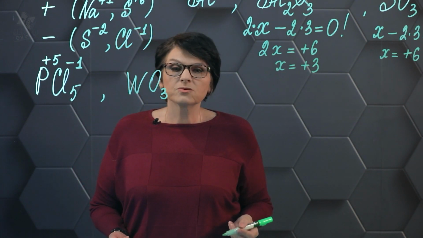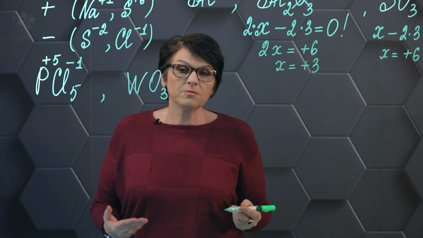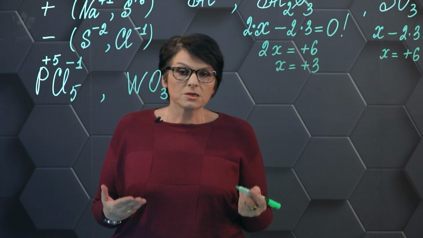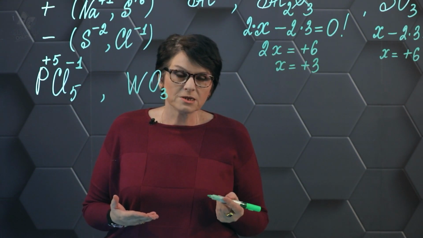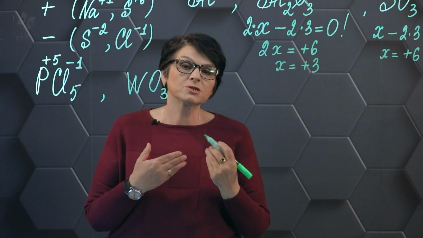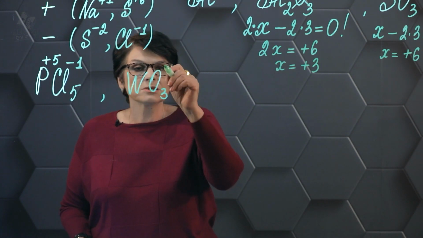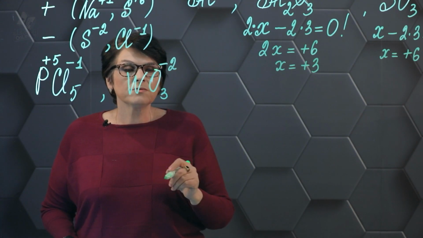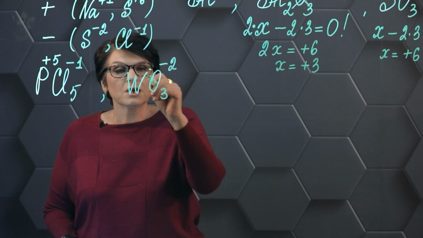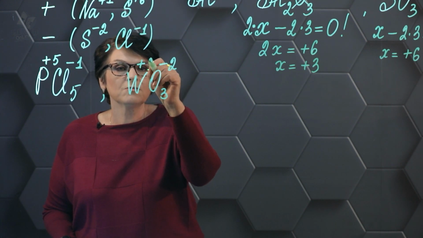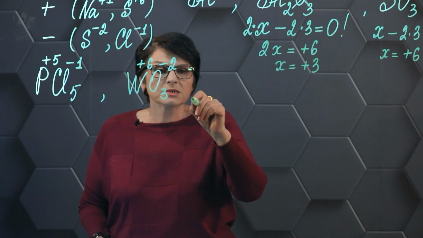The fact that in the formulas there may be elements that are not very familiar to you should not frighten you in any way, because there are always elements that you can fall back on. This is usually oxygen. Oxygen has a -2, and then the total charge you get for tungsten is +6. Next example.